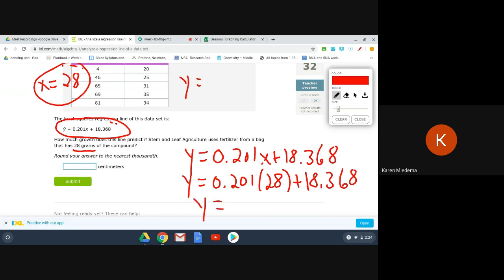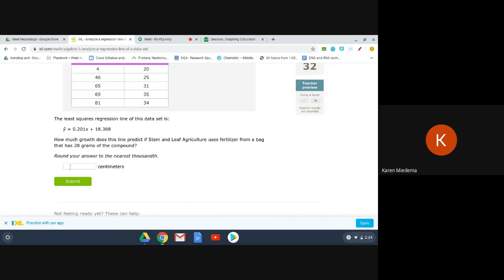We can use a calculator for this. There's a lot of decimals. Make sure that you're careful when typing in your calculator. 0.201 parentheses 28 plus 18.368. And I get 23.996. The question says round your answer to the nearest thousandth, and it's already in the thousandth place. So I'm going to type it in, 23.996.